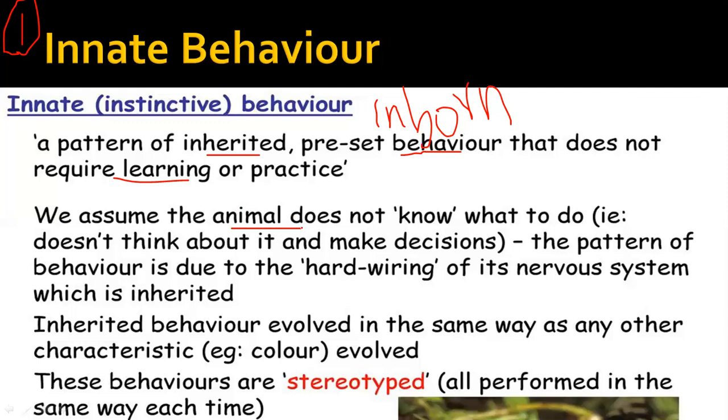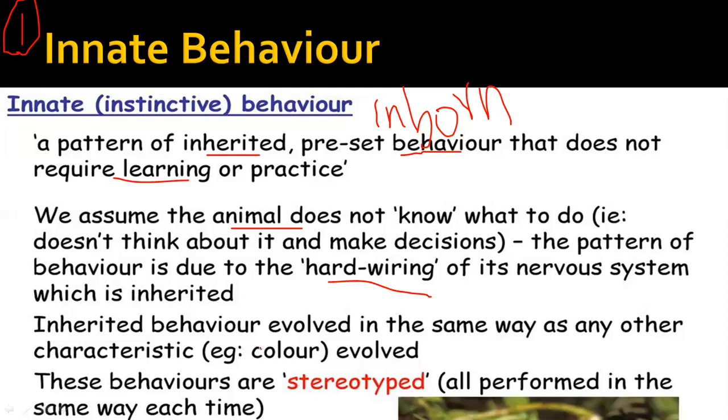So the animal does not know what to do in this behavior. It is done by itself. The pattern of behavior is due to the hard wiring of its nervous system, which is inherited. As we talked about, the nervous system is inherited, and it is definite and specific in every organism. So that is very strong wiring which conducts this type of behavior.